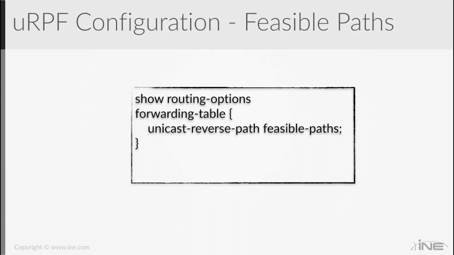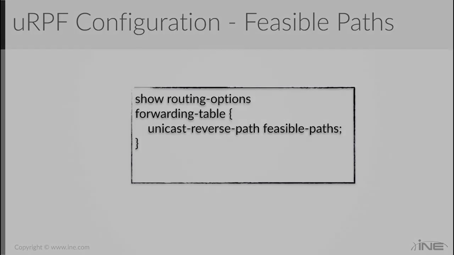Finally, the feasible paths, which we learned about, which allow for environments with asymmetric routing. It's configured directly in the forwarding table. Remember I told you that using URPF increases packet forwarding engine memory? Yes, it's because URPF operations happen at the forwarding table. So you need to set it up in set routing-options forwarding-table unicast-reverse-path feasible-paths. The other option is active-paths, but that's available by default. If you want to enable feasible paths, you need to specify it right here.